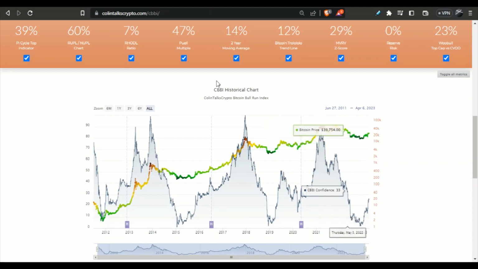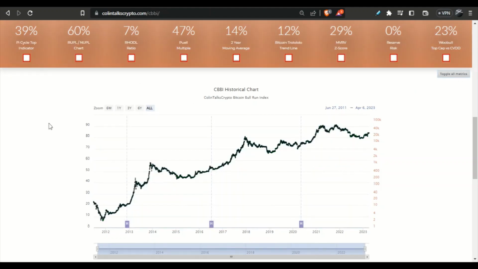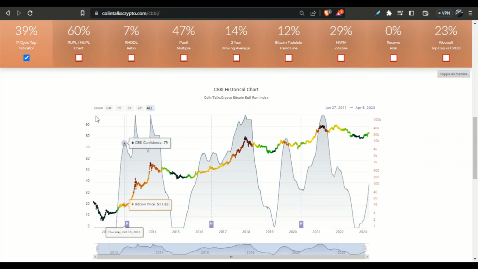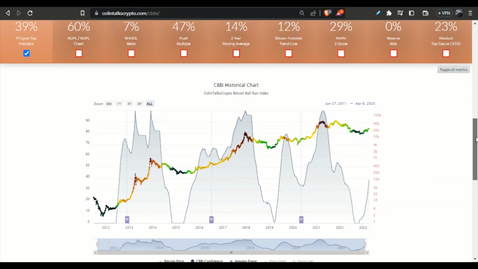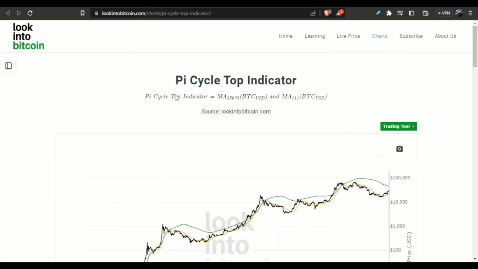So let's turn everything down. Let's just focus on the Pi Cycle Top indicator. This is only one out of the 9 indicators, and this is at 39% at the moment. But what is a Pi Cycle Top? So let's deep dive into this indicator, and next episode would be the next indicator, and then at the end of the ninth we'll do a full conclusion to this series.